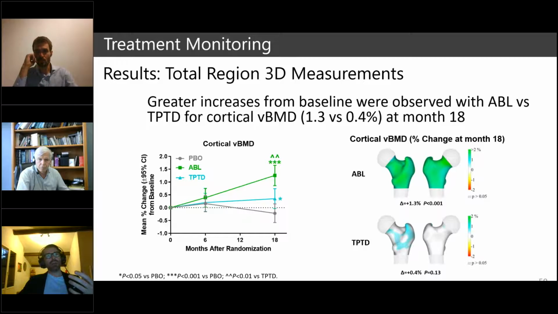But the interesting part is the cortical volumetric density changes, because at month 18, what we observed is a significantly higher increase in abaloparatide when compared to teriparatide. On the right panel here, you can see this 3D mapping of this parameter, and you can see a homogeneously distributed increase over the proximal femur on abaloparatide, while on teriparatide you can see only a small region that exhibited increases.